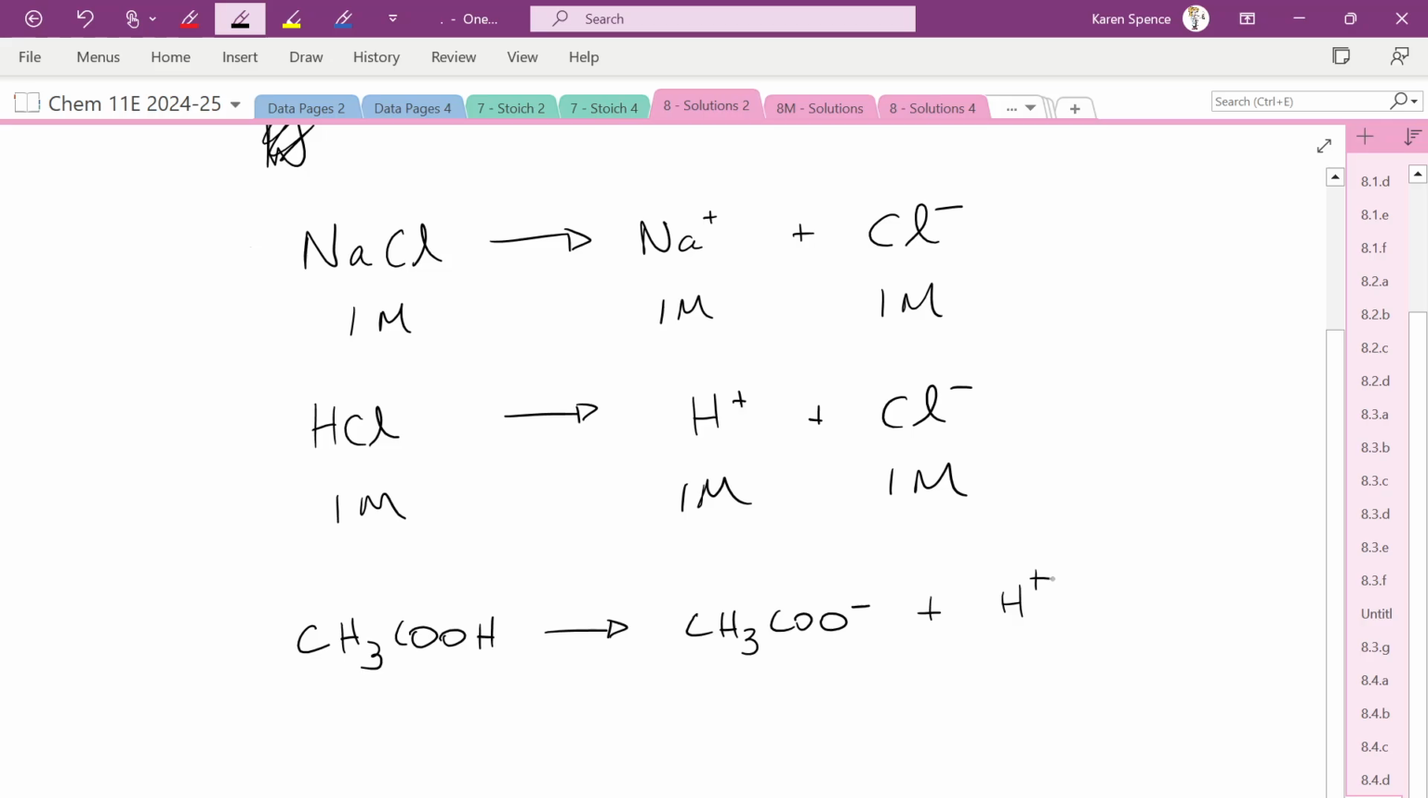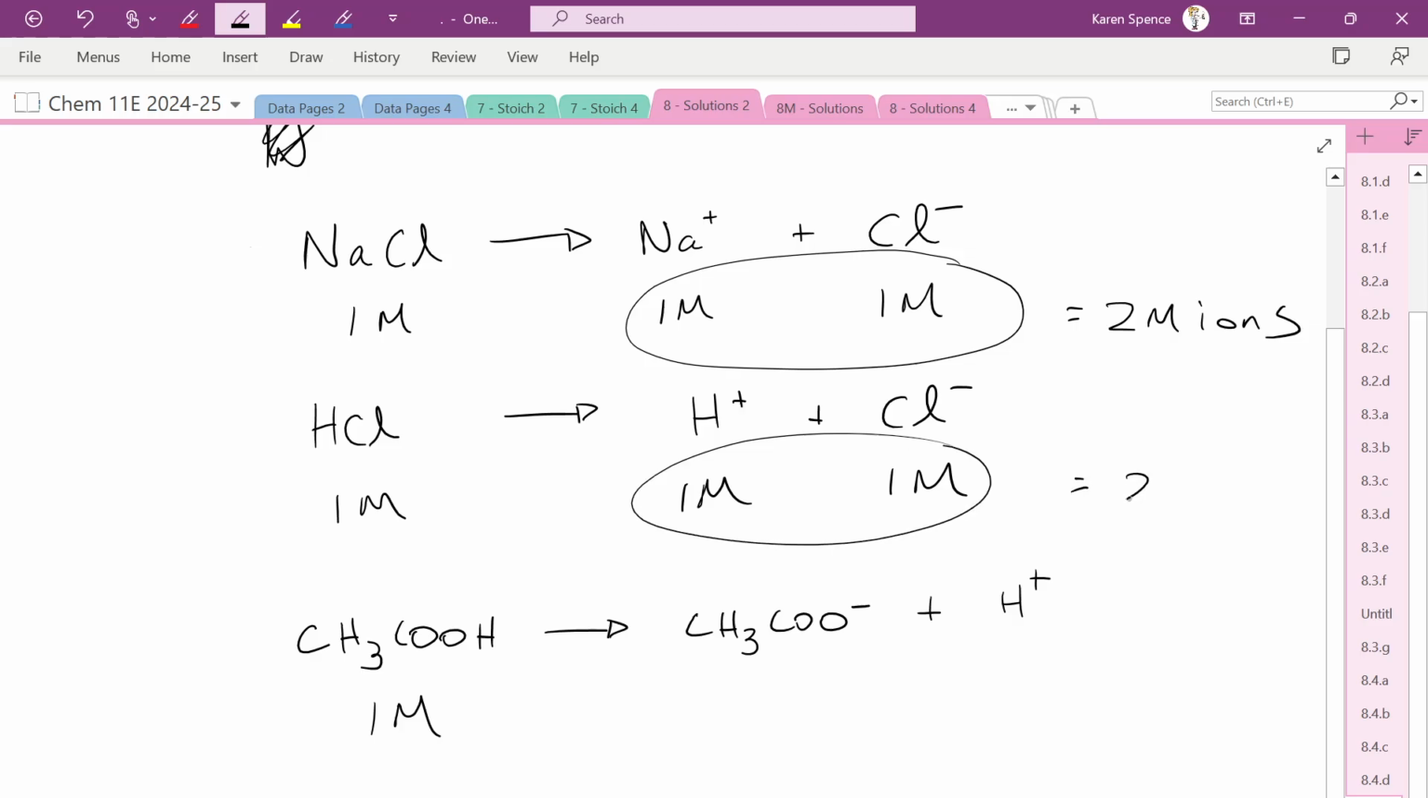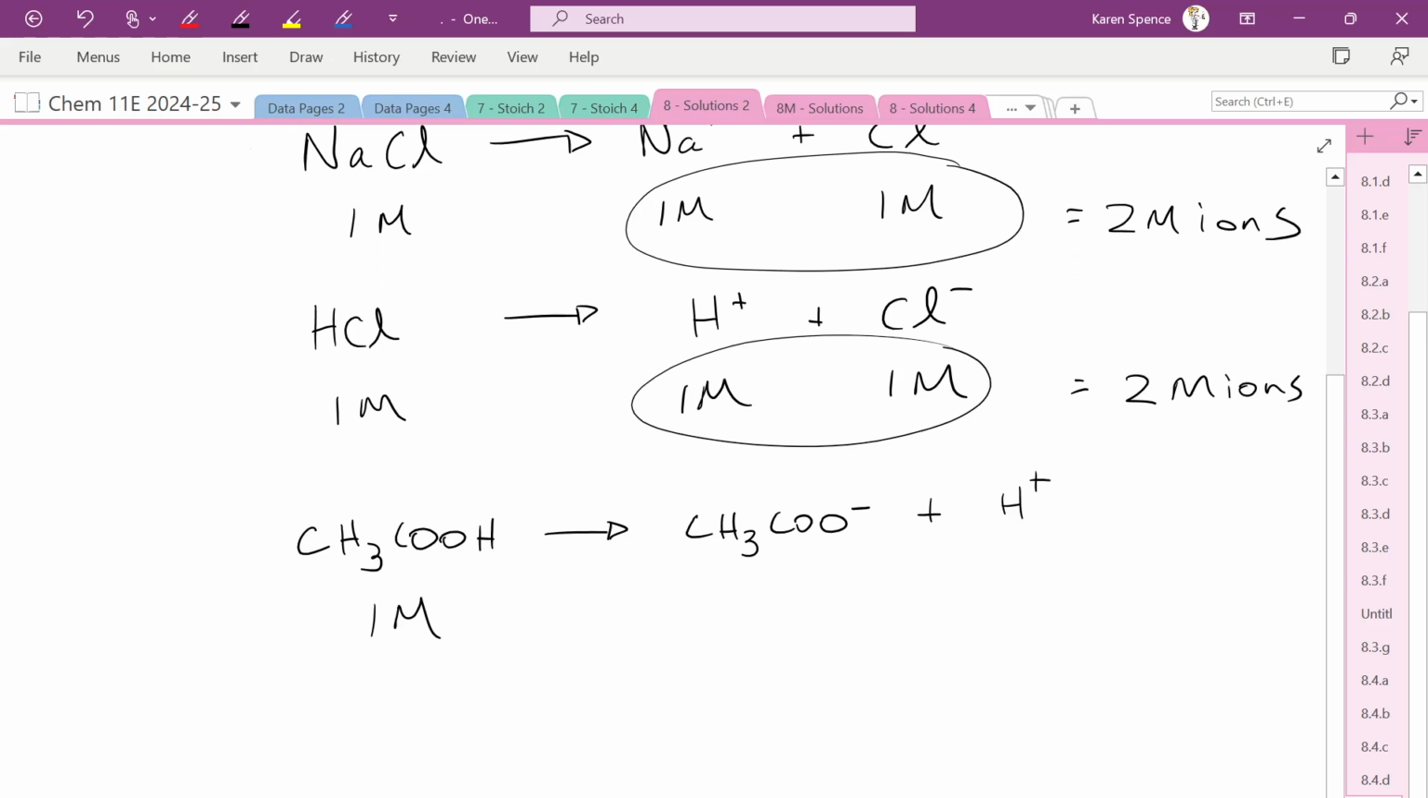It does lose a final hydrogen, but we know that if we have more ions, it will be brighter, yes? It will be better conductive. So over here, we have 1 molar and 1 molar is 2 molar ions, yes? 1 molar and 1 molar is 2 molar of ions. Now we have 1 molar CH3COOH. What is the only possible thing?